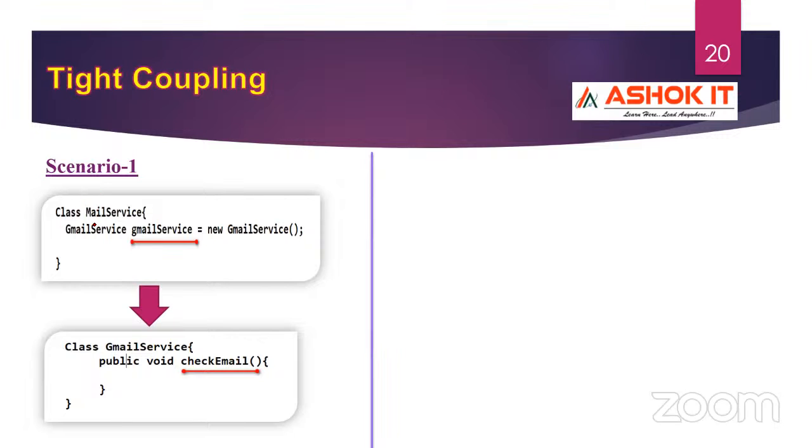How can you say so, sir? Because you are creating the Gmail service object inside the main class, guys. Whenever you create such an object inside one class, that class is considered the main class. Understand? Now tell me, is the Gmail service class creating any other class objects or not?